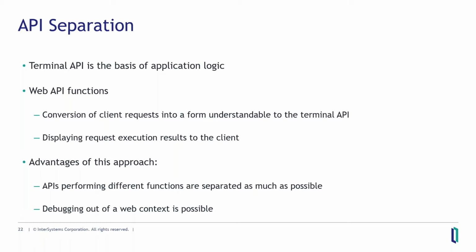And what are the advantages of this approach? First of all, it's easier debugging, and it's because the APIs are performing different functions. First, there is a terminal API which does business logic, and a web API which only does request conversion and routing and so on.